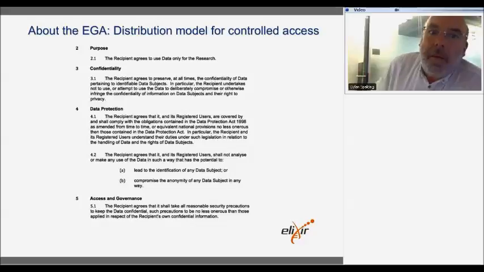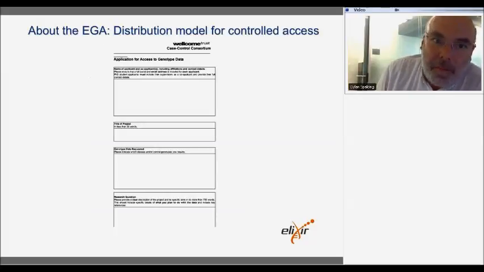As an example, this is for the Wellcome Trust, and this is the form that you have to sign to gain access to their case control data, which basically means you mustn't try and identify the individuals or share the data, and you must have research use for it.